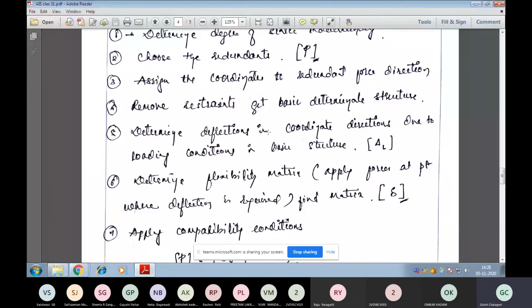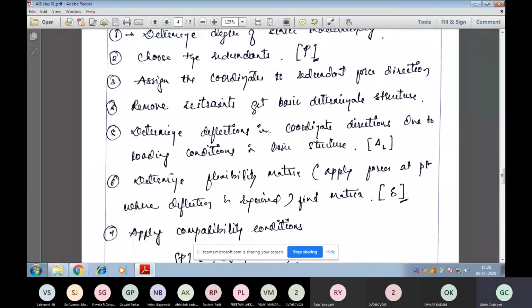Once the structure becomes a basic determinate structure, draw the BMD for that. Then find the displacement at the joint where we have assigned the coordinates. Which are these coordinates? When we choose the redundant forces in indeterminate structures, those removed redundant forces are numbered as the coordinates. So find the deflection at the coordinate points for the given BMD for external loadings.